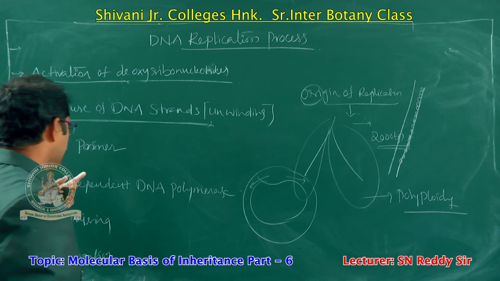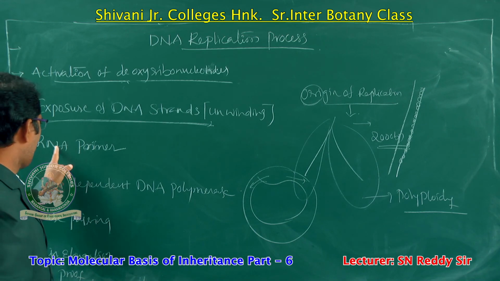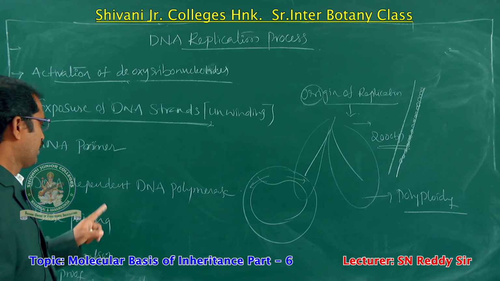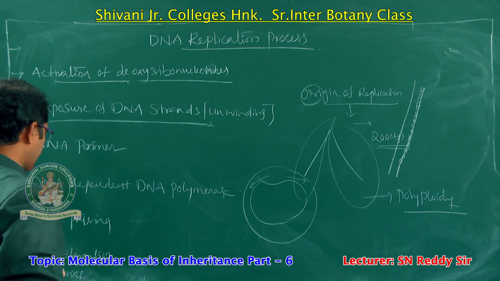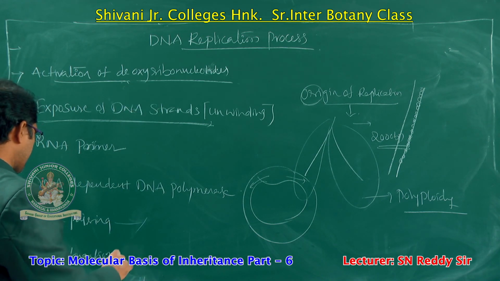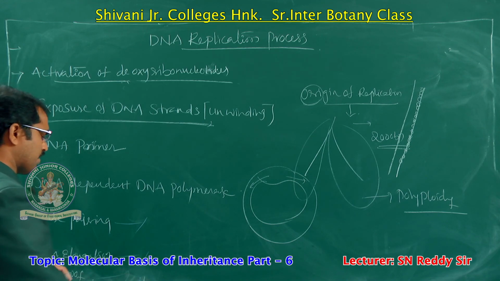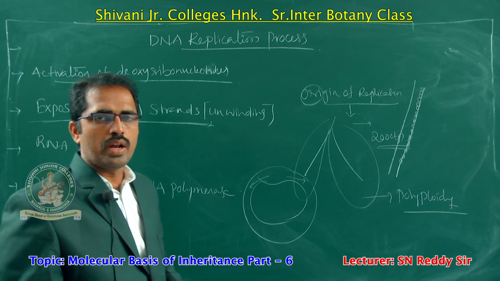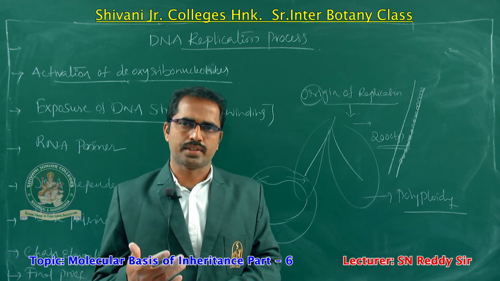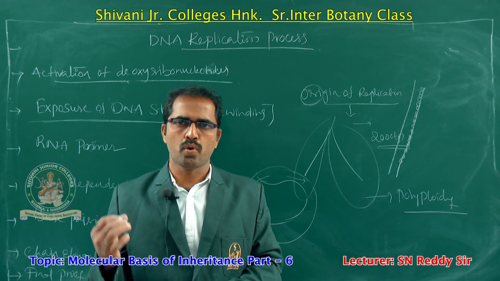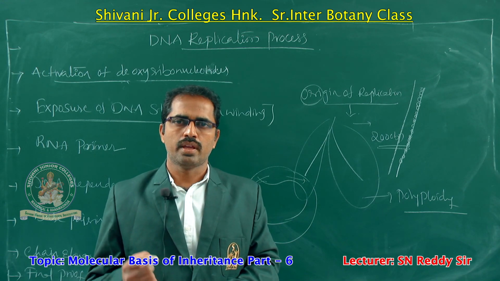Okay. So here we discuss RNA polymerase and DNA dependent DNA polymerase. Then after these, there is the base pairing process, the chain elongation process, and a final proofreading. All these we will discuss step by step in our next class. Okay, this is a very important topic. Listen carefully.